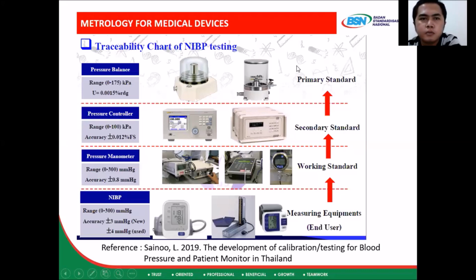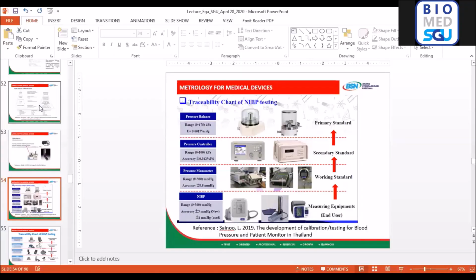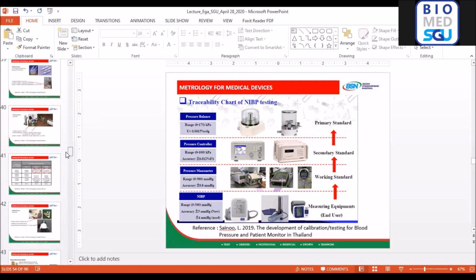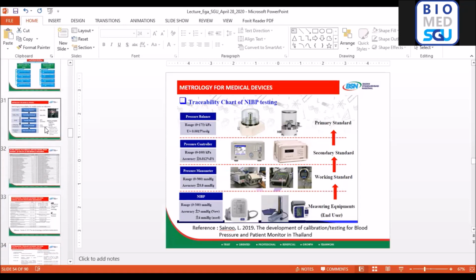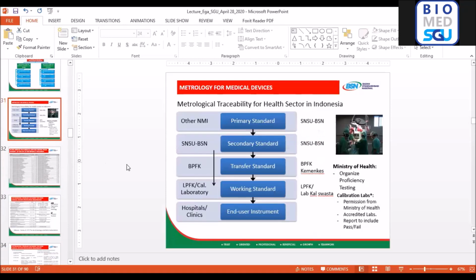Okay, thank you. So for the information of the audience, usually for calibration laboratories, there is a government-owned laboratory like BPFK, and so far as I know, please correct me, Pak Ega, if I'm wrong, BPFK has four laboratories across Indonesia. Yes. Aside from this, there are also private laboratories where hospitals or clinics can calibrate their medical devices. But of course, the private laboratories may not have as complete calibration equipment as the BPFK.